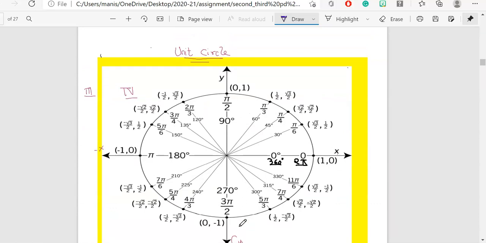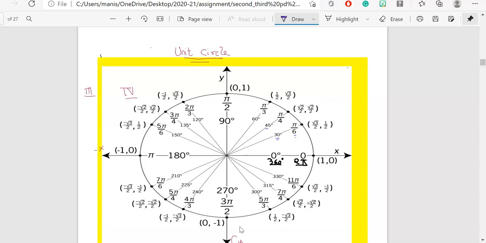Now in this unit circle, you can see I have the units in radians and I have the units in degrees. So 0 degrees starts from 0 over here. Then we have 30 degrees, and 30 degrees equivalent in radians is what? Pi over 6. 45 degrees equivalent in radians is what? Pi over 4. 60 degrees is pi over 3. 90 degrees is pi over 2. It just keeps on going over here.